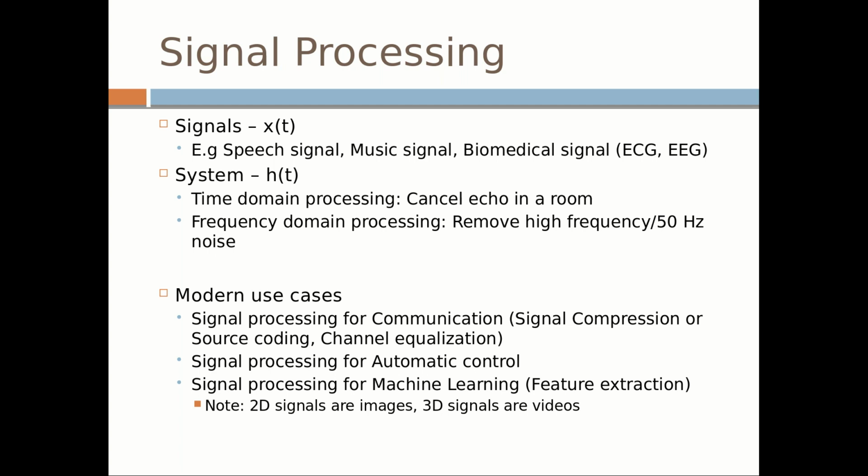System. A system is used to define any process which takes an input signal and produces an output signal by working on the input signal. Signal processing is being widely used in various fields like machine learning, automation, communication, etc. to make the tasks more efficient and more simple.